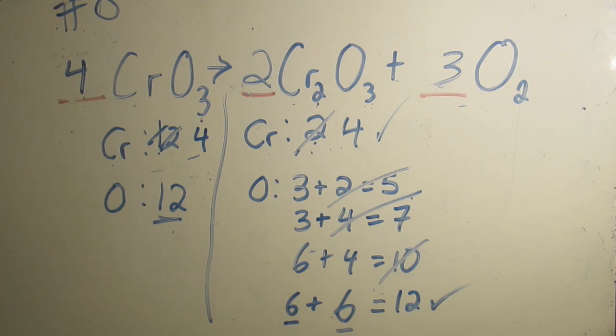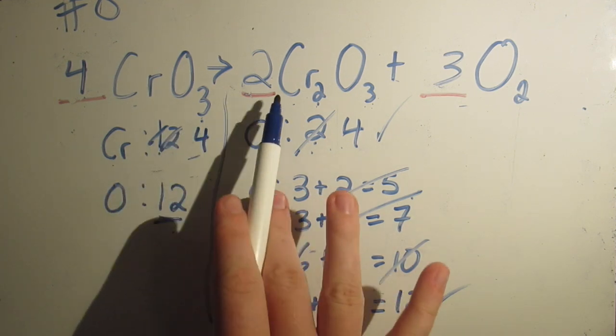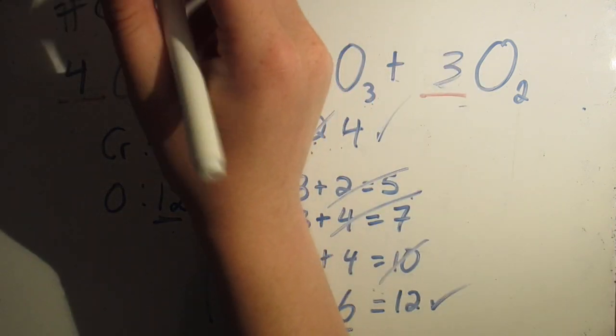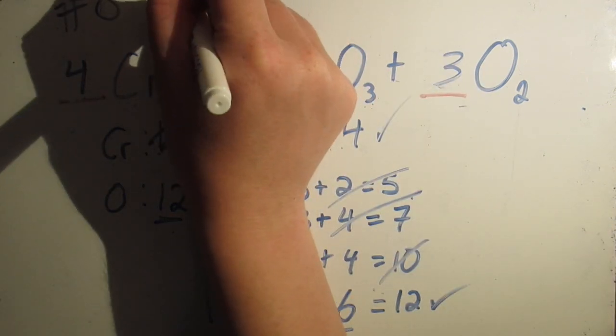So good job, everyone. So now that we've balanced it, we will have to figure out what type of reaction it is. So you start with one reactant and you end up with 2 products. So that would make this a decomposition.